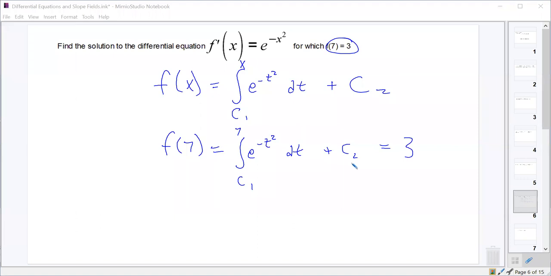So if we want to be able to figure out constant 2, we also need to know what this value is. But it's very difficult to evaluate the integral of something when we don't know the integral of that function. There's only one way that we can be certain what this value is, since we don't know what the integral of e to the negative t squared is. And that would be if constant 1 were equal to what? Seven.